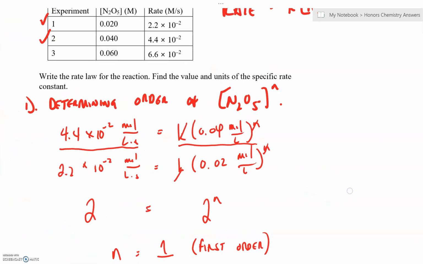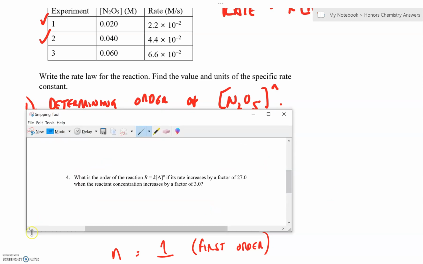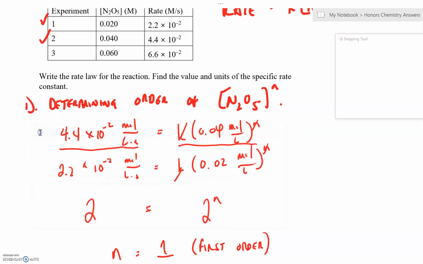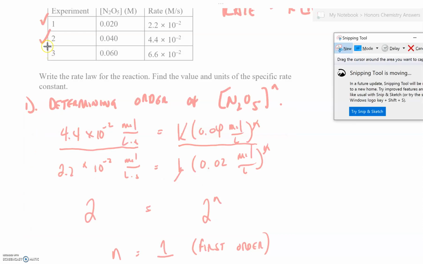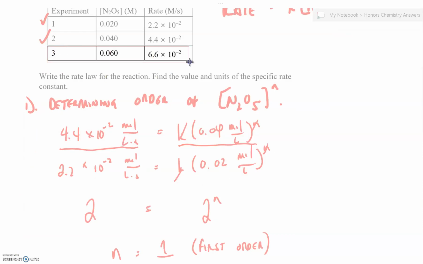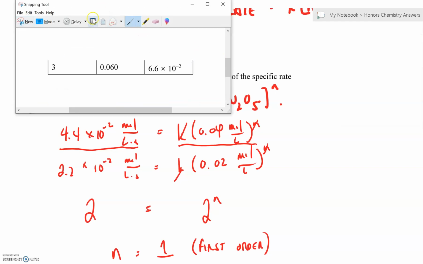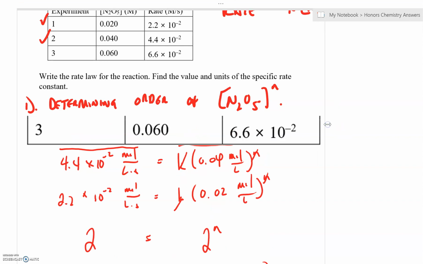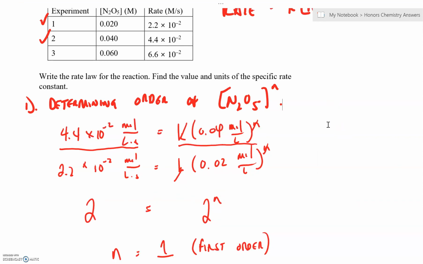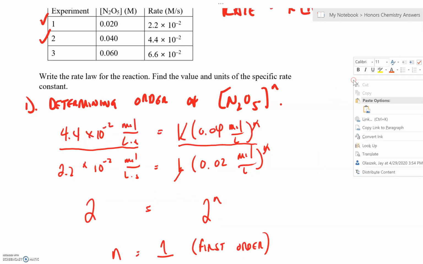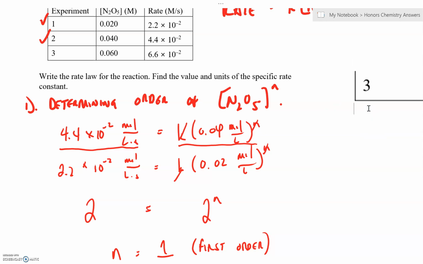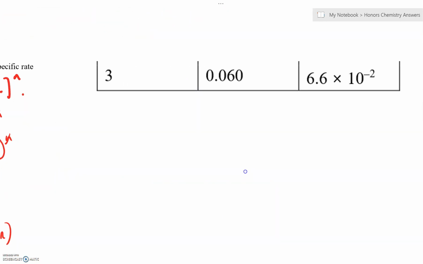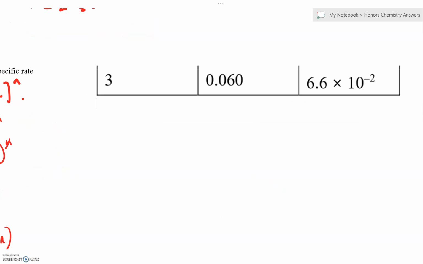So what we're going to do is pick an experiment. We're going to plug all this stuff in. We're going to solve for K. So I'm going to take experiment 3. We've been kind of neglecting it. So we'll take experiment 3, and we'll put experiment 3 over here. And what we want to do is solve for K.